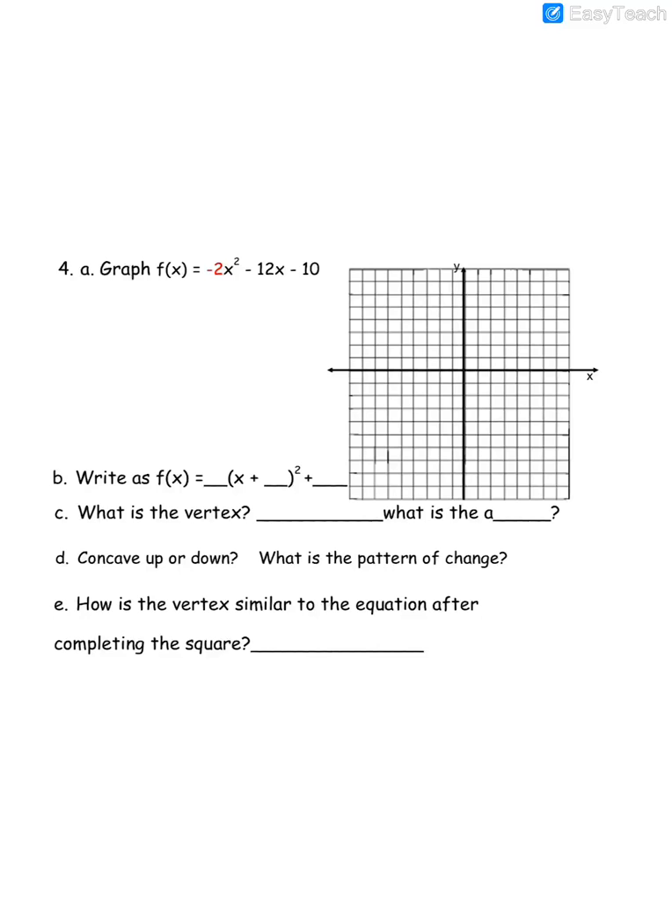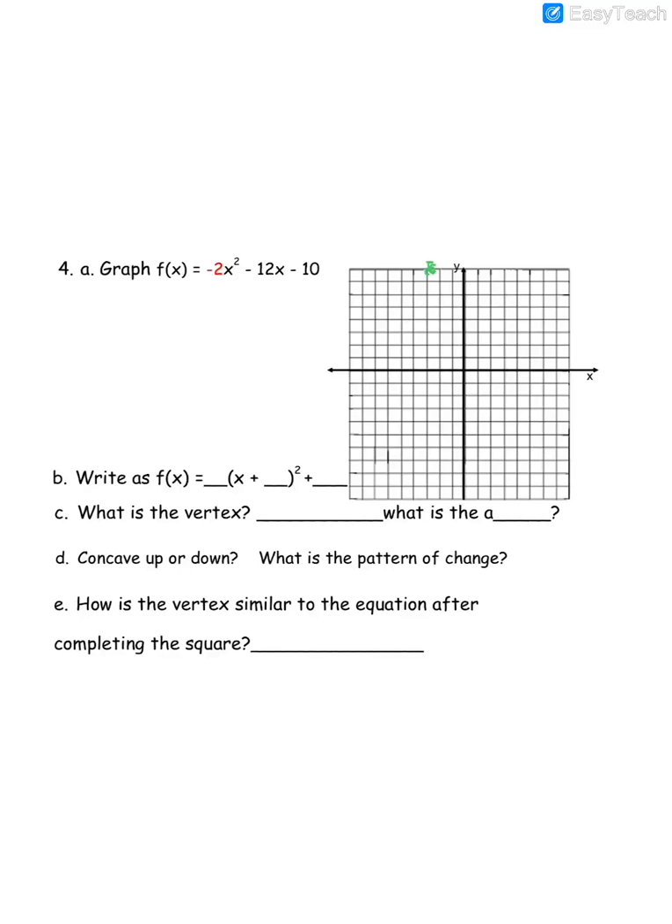So I definitely found some points here. It looks like the vertex is negative 3, positive 8. So 1, 2, 3, and 1, 2, 3, 4, 5, 6, 7, 8. I think it's right at the top. So just a quick question for you. If it's a negative coefficient, is it concave up or concave down? Hopefully you know that means it's concave down.